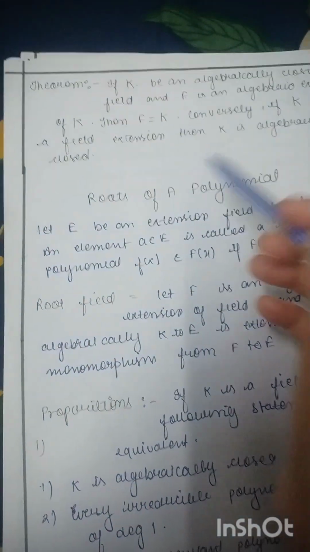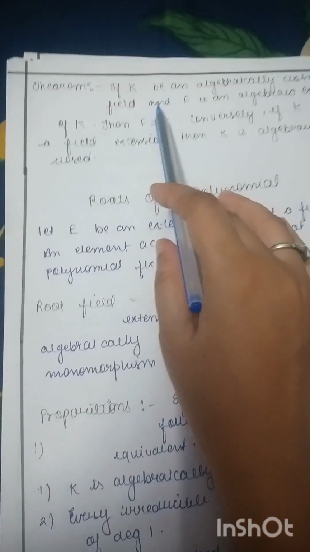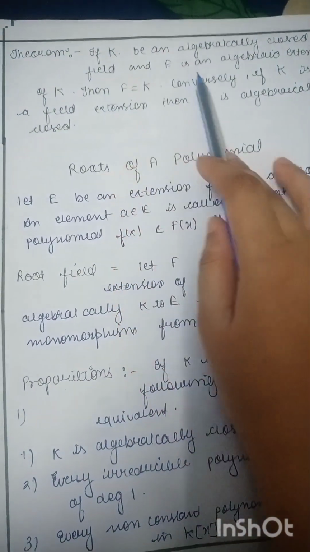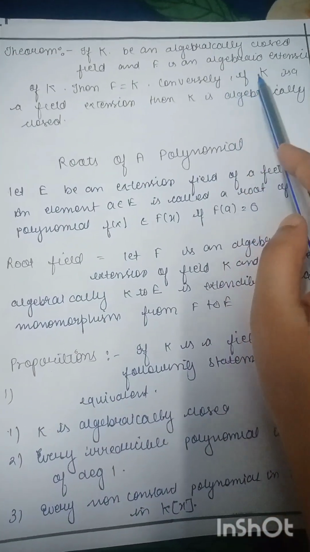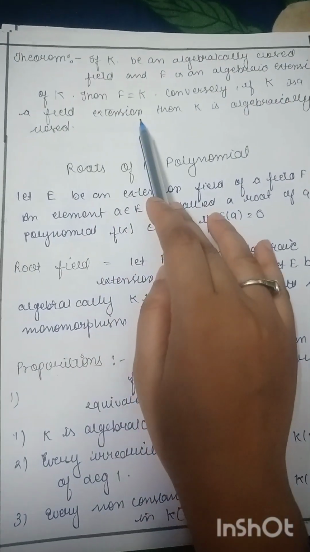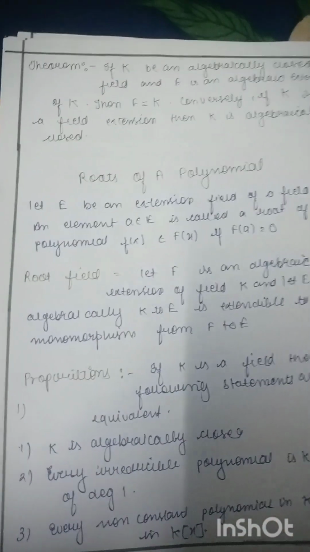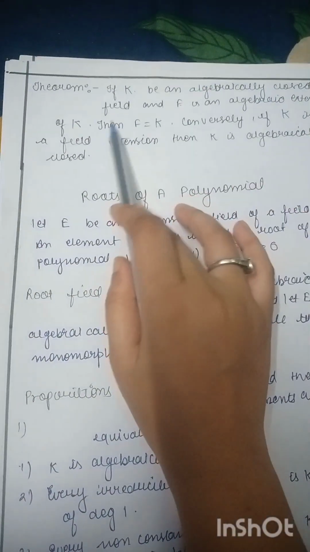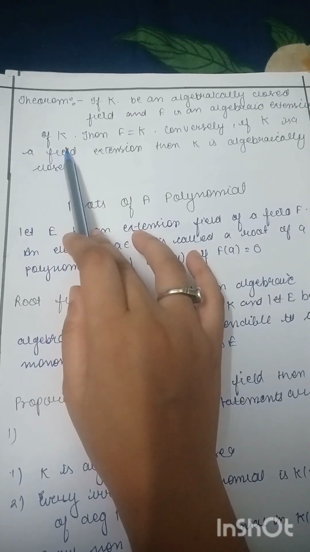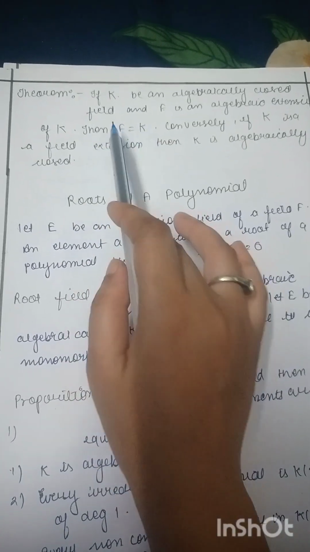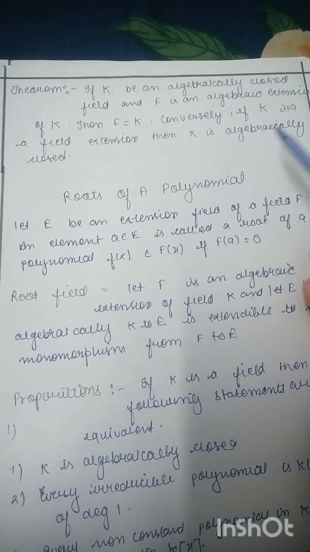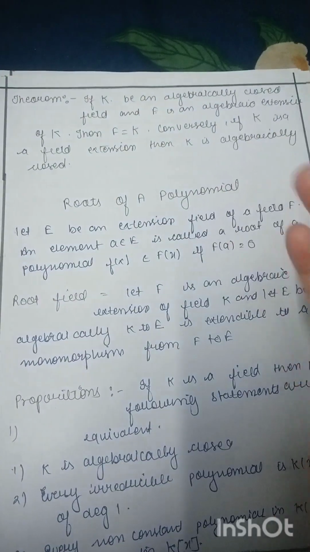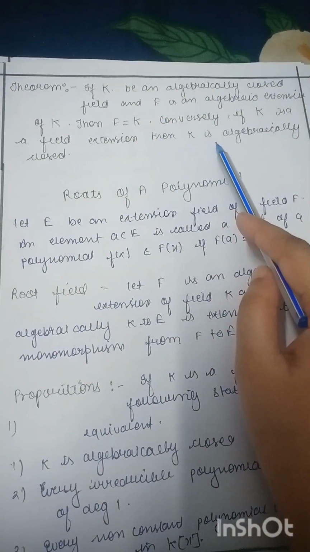There is another theorem on algebraically closed fields: if K is an algebraically closed field and F is an algebraic extension of K, then F equals K. Conversely, we can say that if K is a field, then the extension K is algebraically closed. Okay, so this is the theorem.